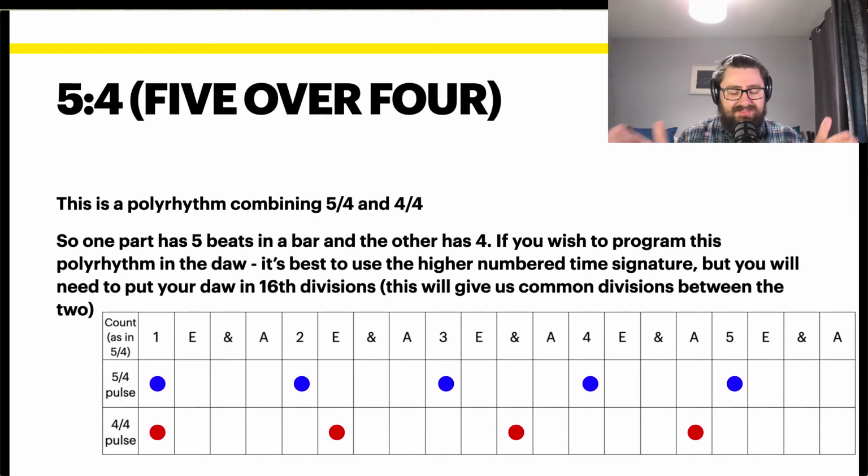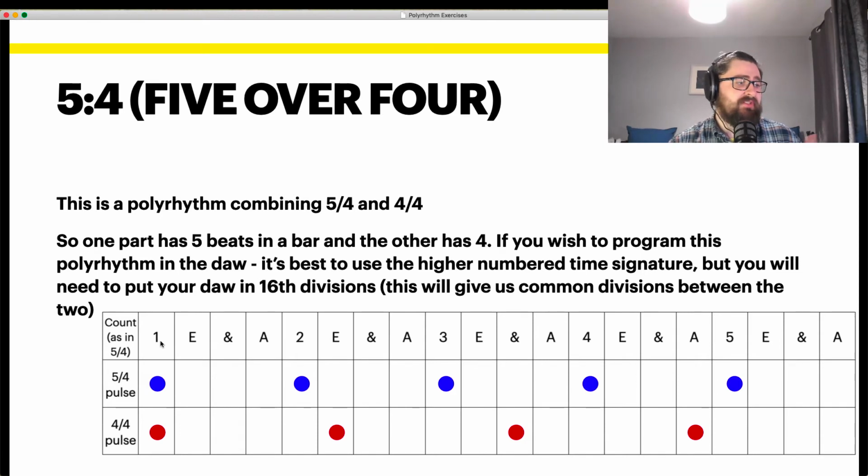If you wish to program this in the DAW, it's again best to use the higher number time signature, but in this case you're going to put your divisions into 16th notes, and that will give us common divisions between the two. So you can see in 5/4 here, 1E and 2E and 3E and 4E and 5E, and the 5/4 pulse lands on each of the counts, 1, 2, 3, 4, 5, and the 4/4 pattern lands every 5 16th notes, and it falls just between them.